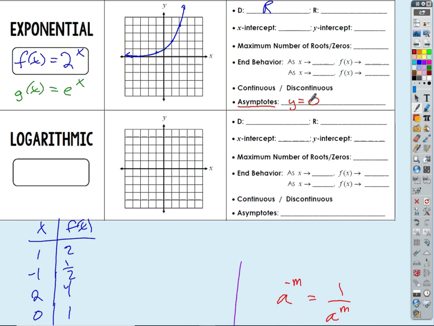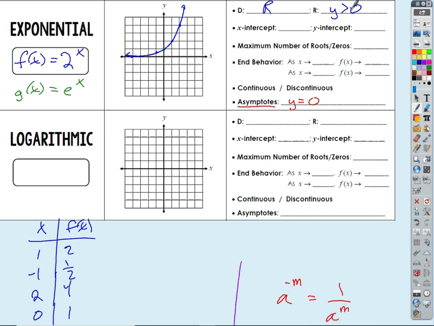We never quite get to that. So that's telling us that our range is just going to be the values greater than 0. If we go infinitely far to the left on that graph, we'll get infinitely close to y equals 0, but we never get there.